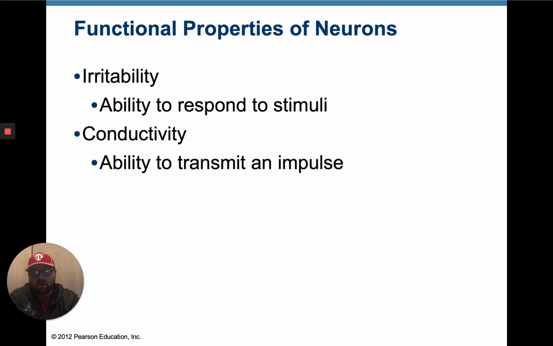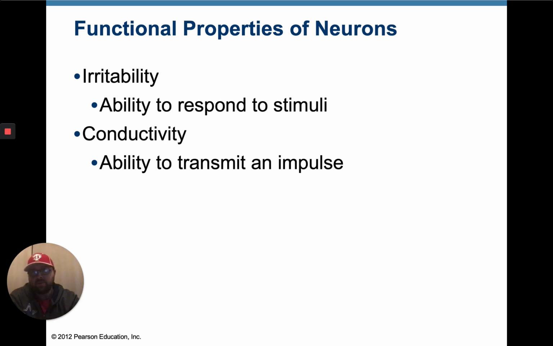All right, so that kind of brings us to our first slide today, and our first slide today talks about the functional properties of a neuron. And neurons basically have two jobs that they need to do. The first is irritability, so they have to be able to respond to stimuli. And the second one is conductivity, which is the ability to transmit an impulse. So they kind of go hand in hand.